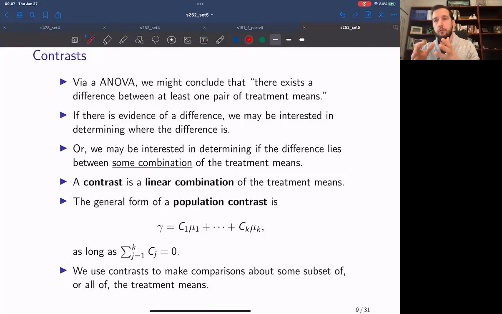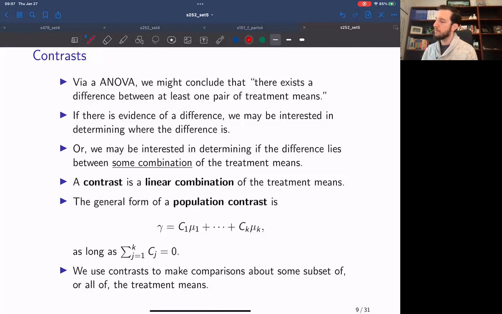It could be that only 2 means are different. It could be that all the means are different. So we need to have a method for actually checking where the difference exists. And that's where the contrast comes in. So contrasts give us a tool for checking where those differences exist.